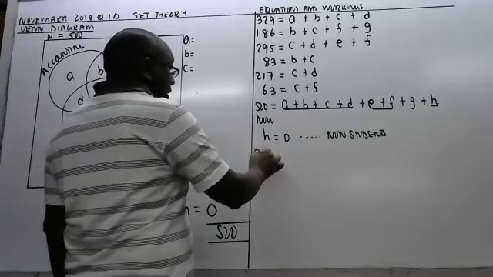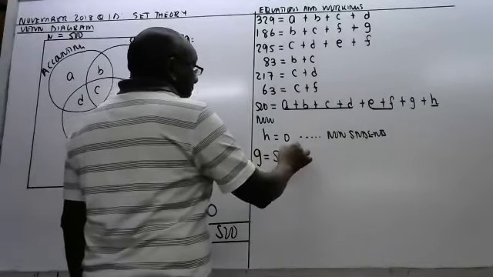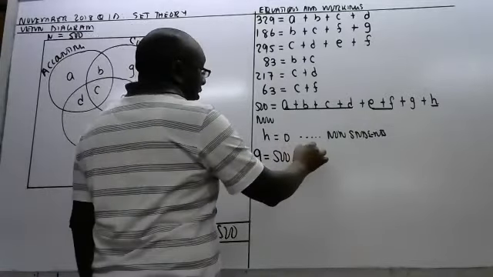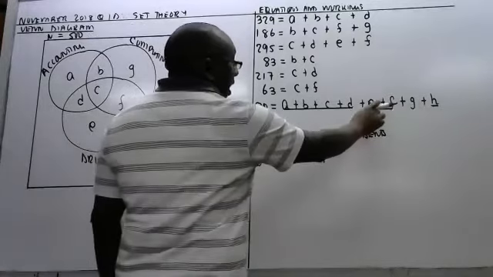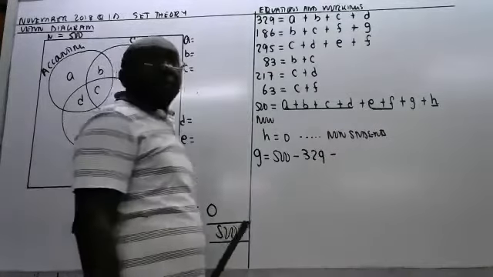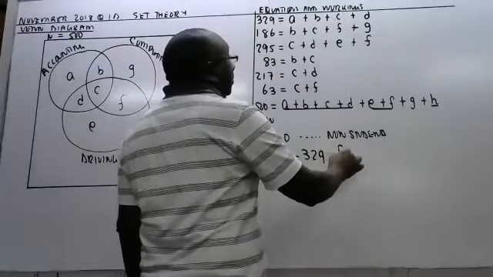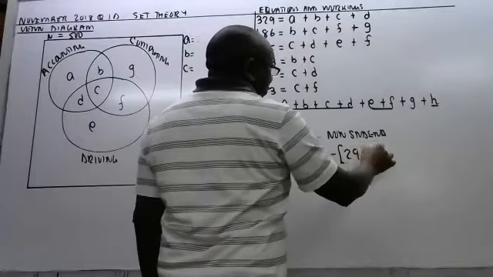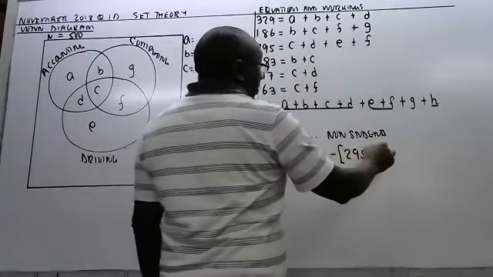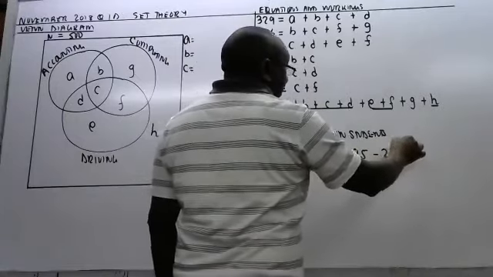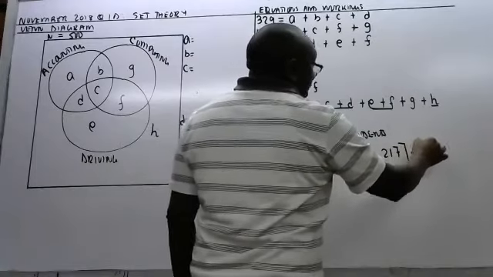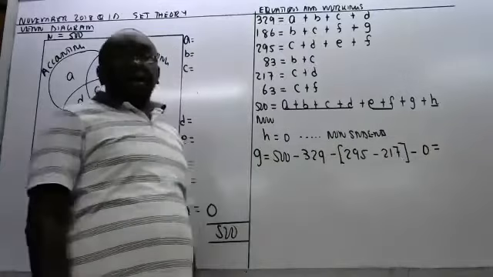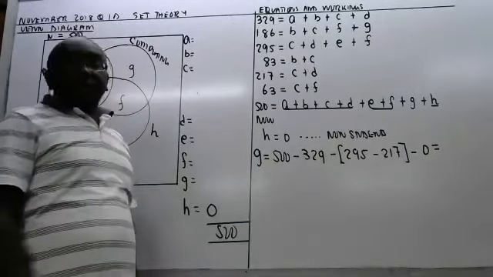So you say G must be 500 minus this block of ABCD, which is 329, minus this block of EF. And that block of EF is from here, 295. First of all, you less the CD of 217. And then you less H of 0. So work on that and let me have the answer.